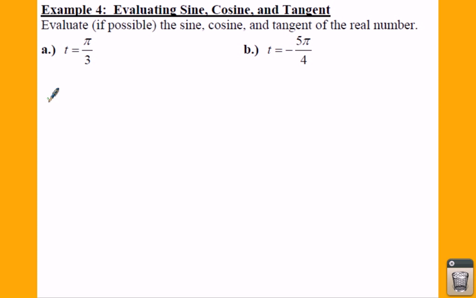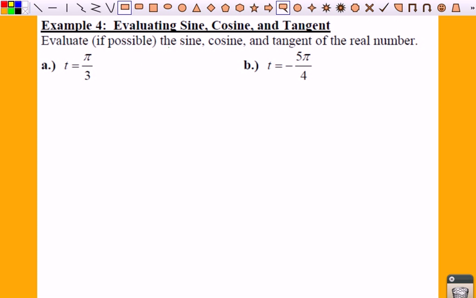Here for example 4, we're going to evaluate sine, cosine, tangent once again, if possible. And we're going to find these values of this real number t. Once again, remember that if you have radian values, that t value is the time or is the distance around your circle. It's not the angles, it's the distance around the outside of your circle.